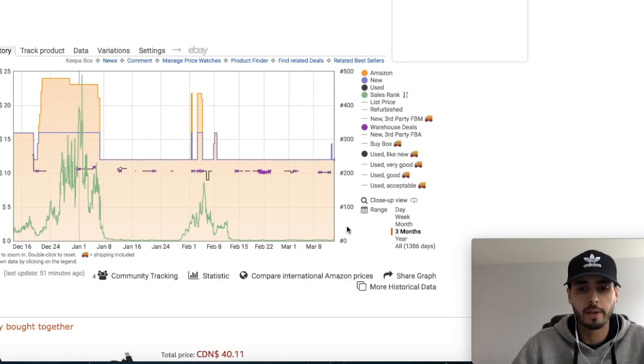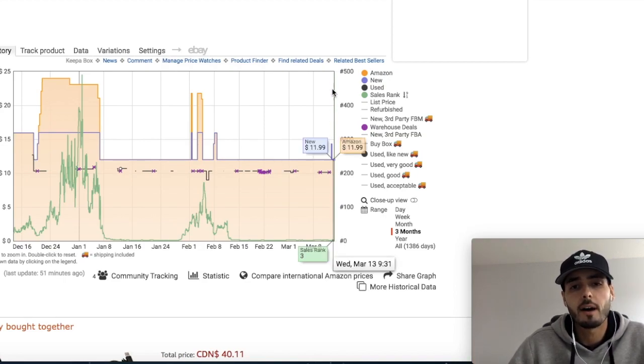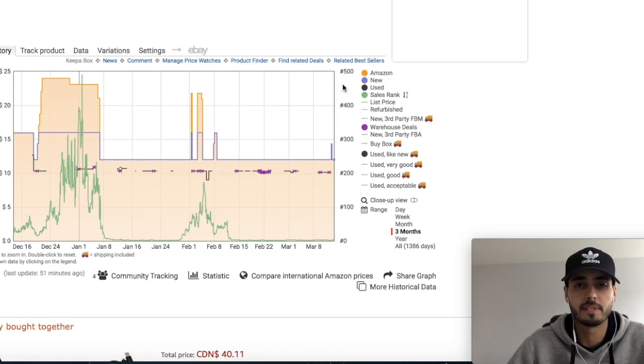And then on the right-hand side, this is what we call the sales rank of the product. Now, the lower the sales rank, so closer to zero, the better. That means that the more sales are taking place, the more that the item is selling. And the higher the sales rank means the slower the item is selling at that time.